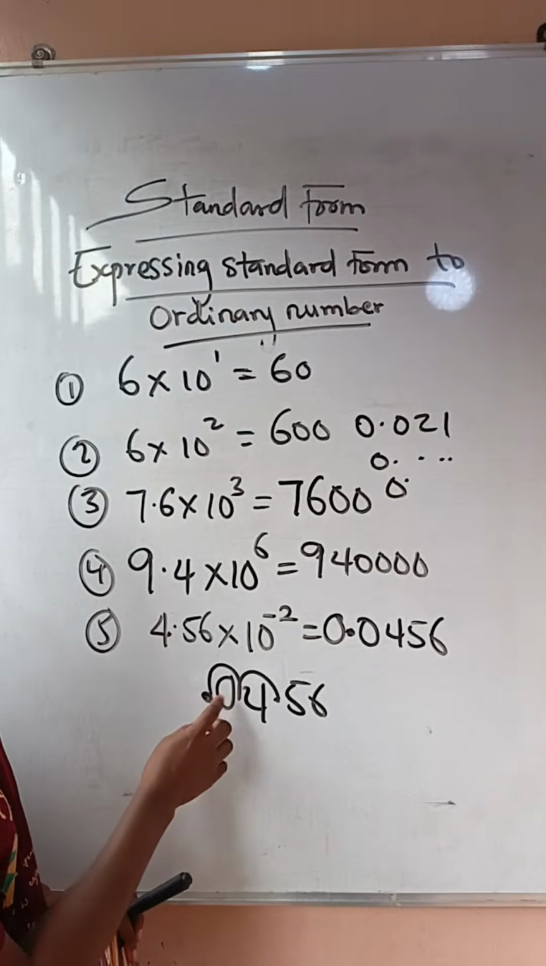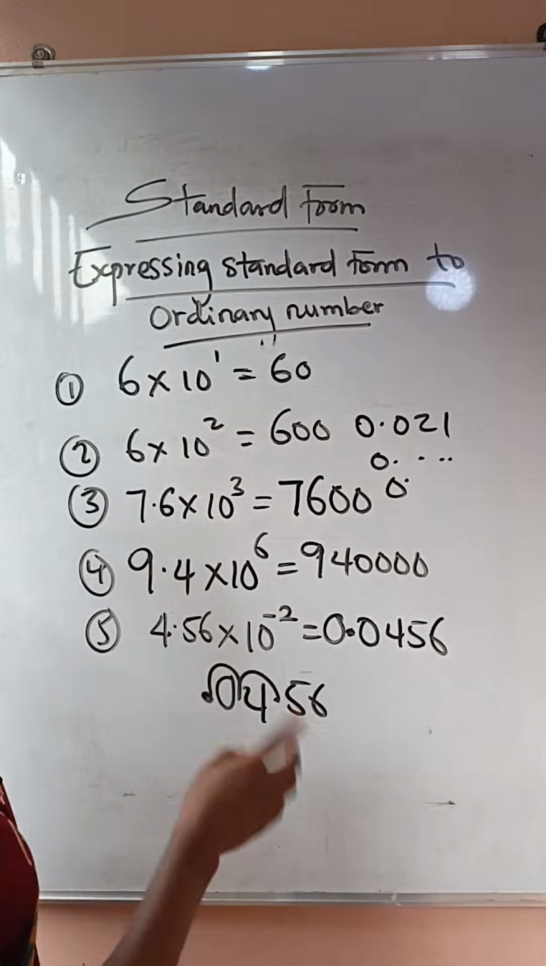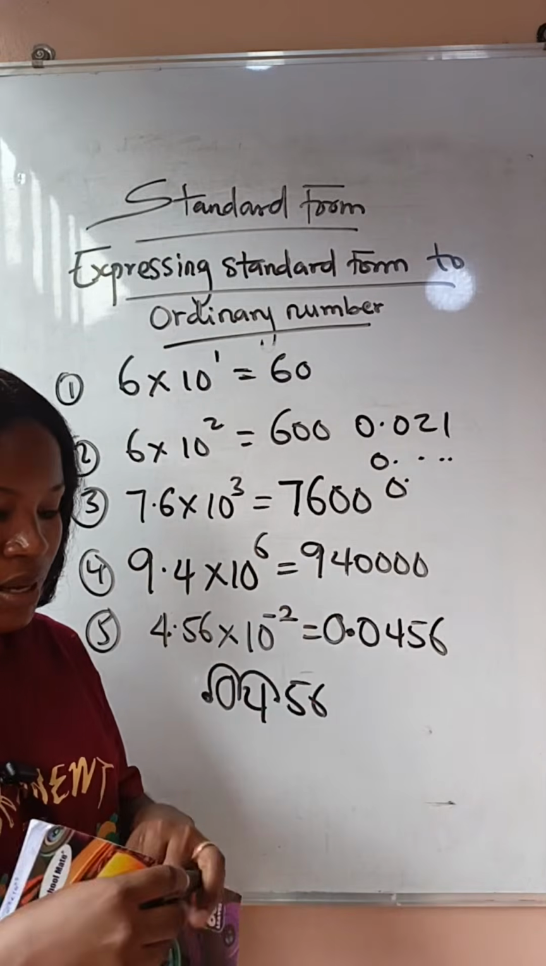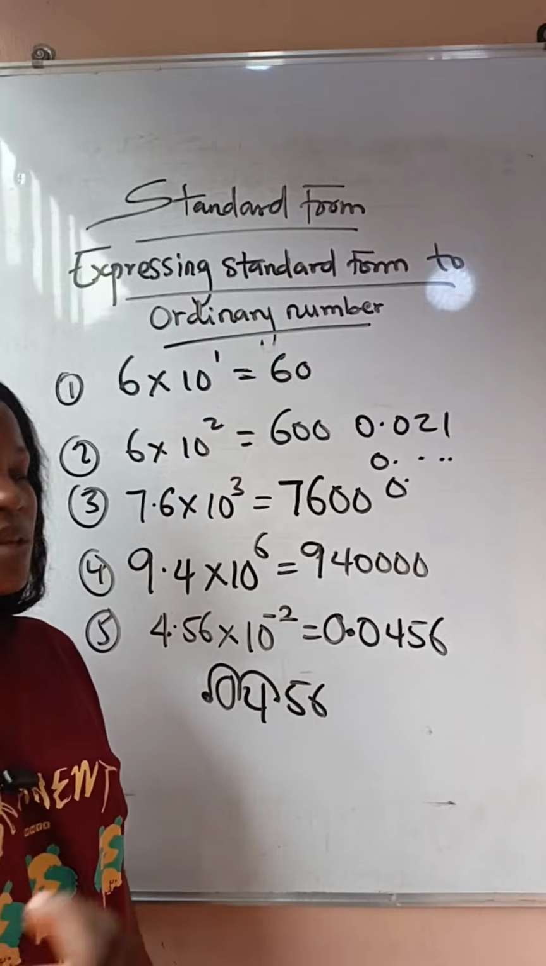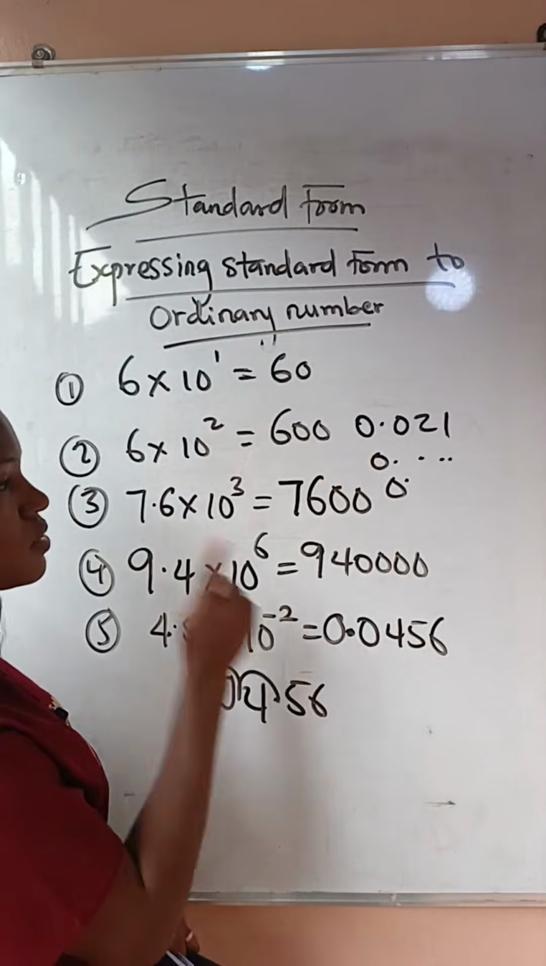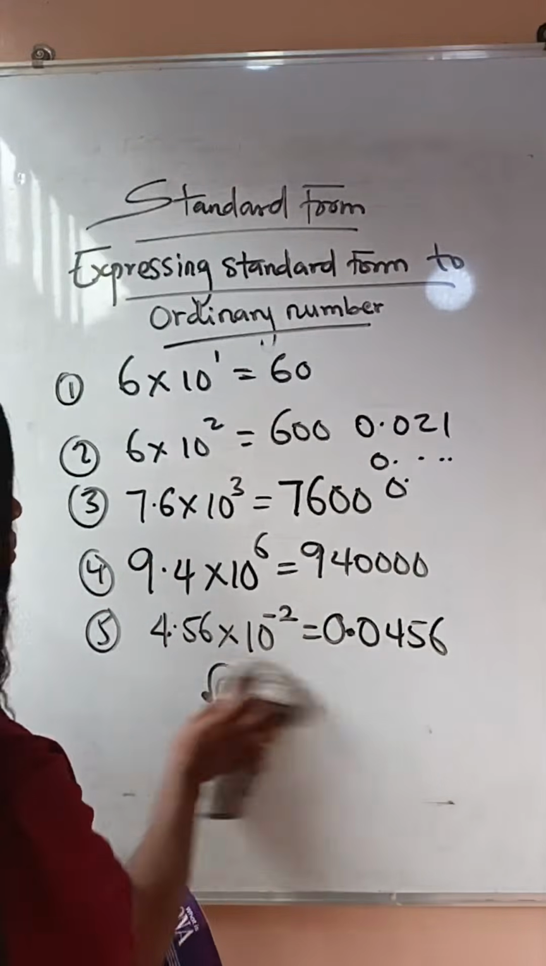So that is why you have 0.0456. Like I said, it doesn't make sense in mathematics that you say 0.0 something. You have to say 0 point something. So that's why we added the first 0. Now, I'm going to tell you the significance of that first 0.